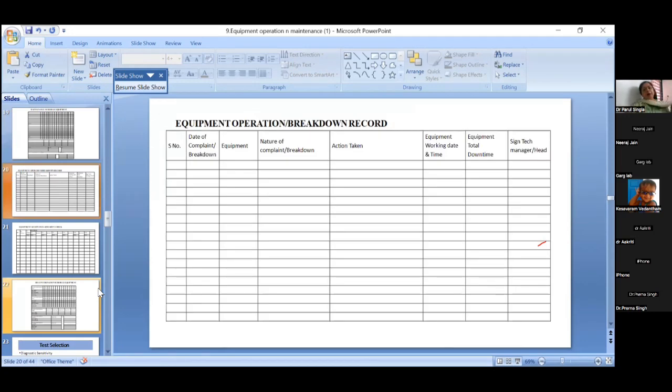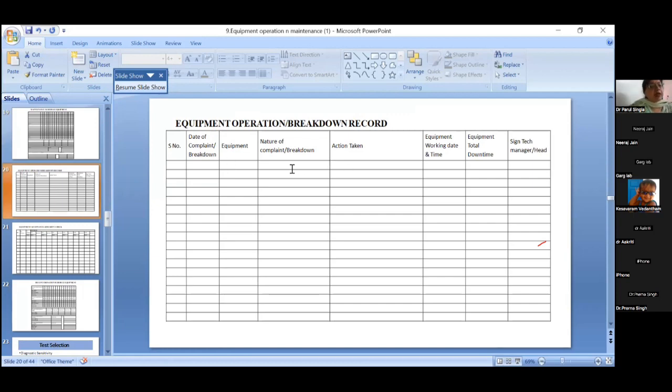Then equipment operation or breakdown record. Let's suppose you're working on the equipment, something happened and your instrument suddenly stopped. So you have to record the date and time of breakdown. Time should also come over here. This is the equipment's unique ID. You can mention this every time. There's no need to write the serial number. You can write your unique ID if you have given one.